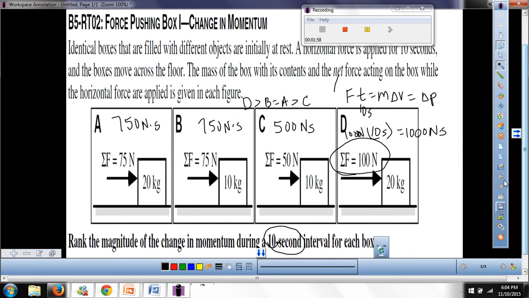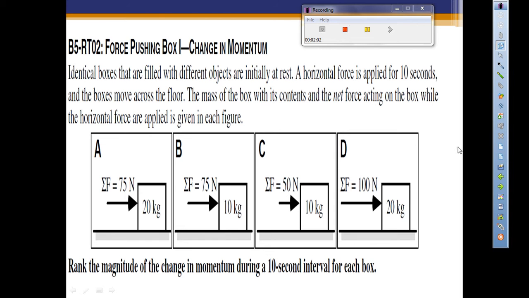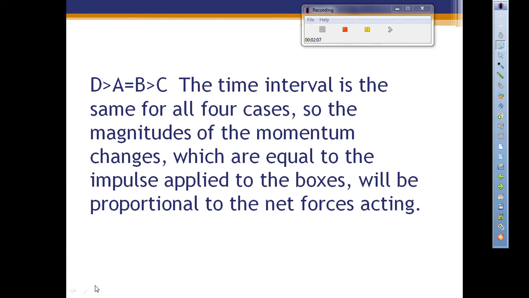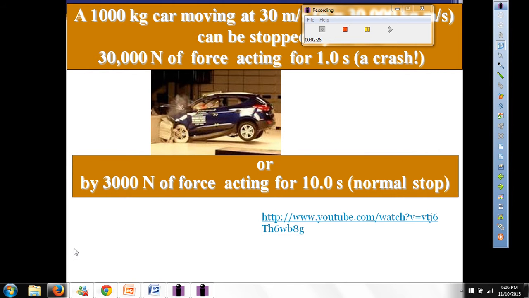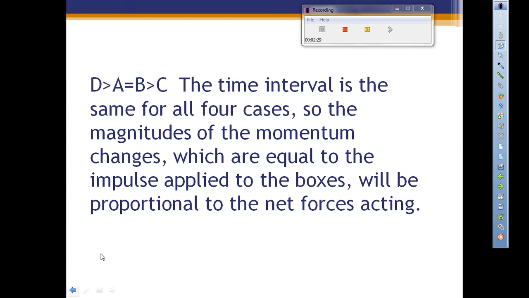Now, let's see if we're good to go, and then we'll talk about why Ms. Walker got it right. All right, so let's go on to the next one. All right, so D is greater than A, which is equal to B, which is greater than C. The time is the same for all of them. So the magnitudes of the momentum changes, which is Ft, will be proportional to the net forces acting.